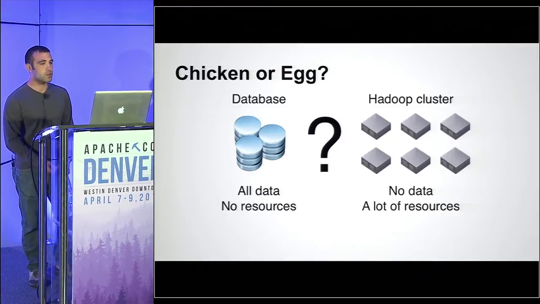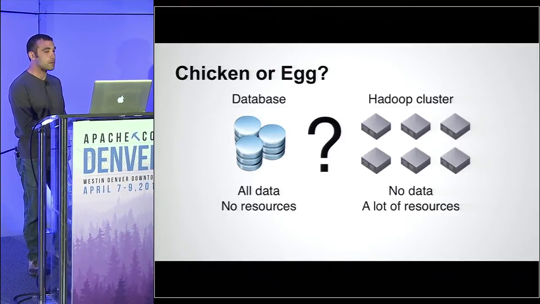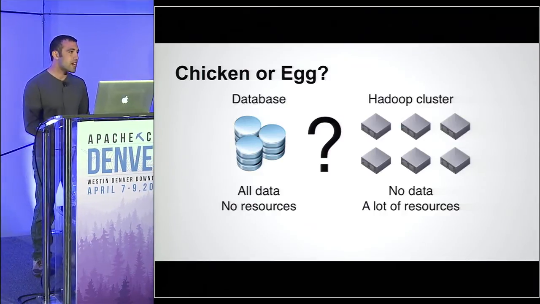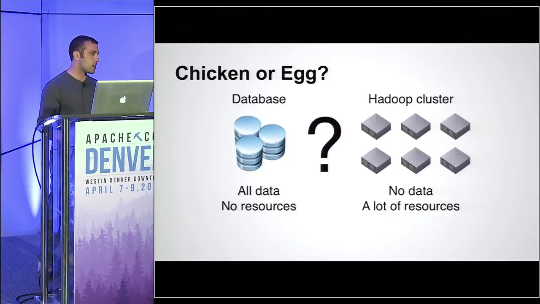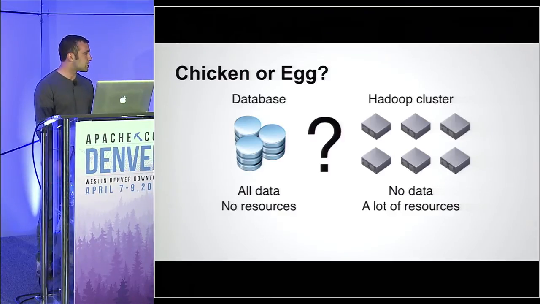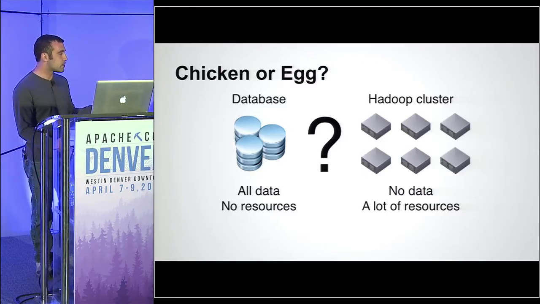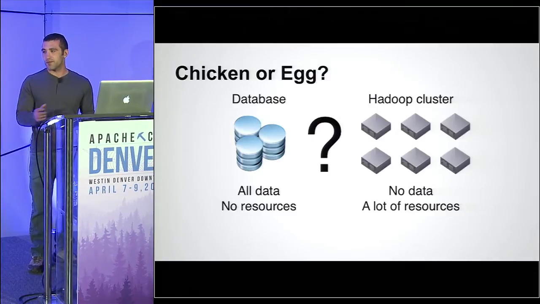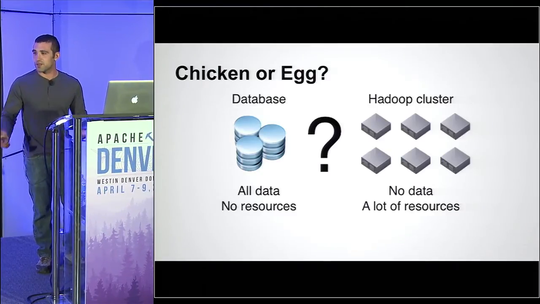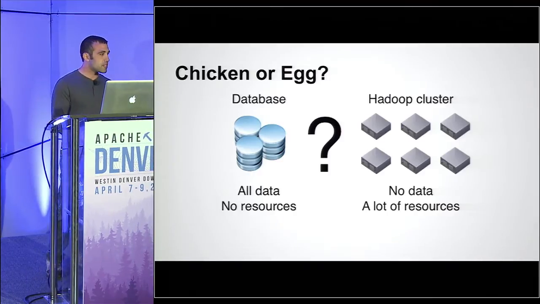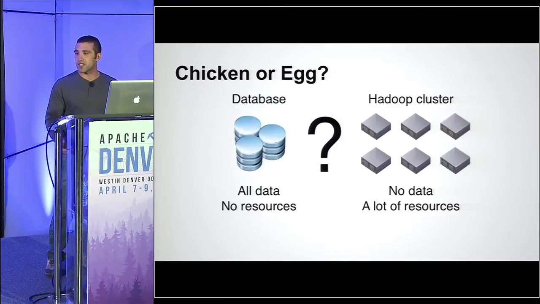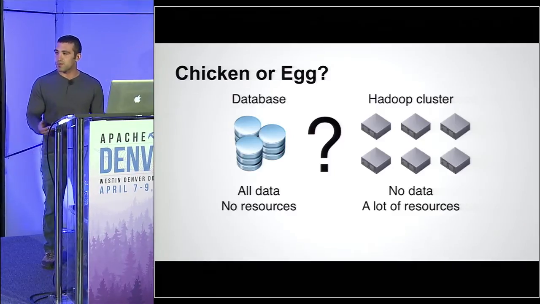So who were the early adopters of Hadoop? What problems did they have? They had a Hadoop cluster lying around with a lot of resources, and then they had these data systems in their data warehouse that had all of the data but no resources. So the problem was, how do you move that data to Hadoop? There were a couple of custom solutions out there. Generally speaking, these companies that had these problems would build their own stuff. It would be very specific. They'd have something like MySQL dump, and they'd dump it into Hadoop. But then there were a lot of problems with that.